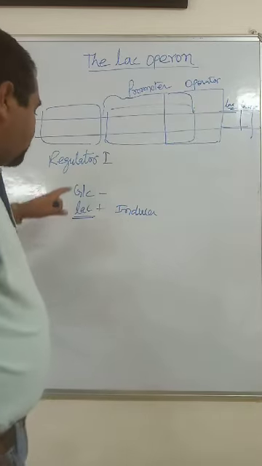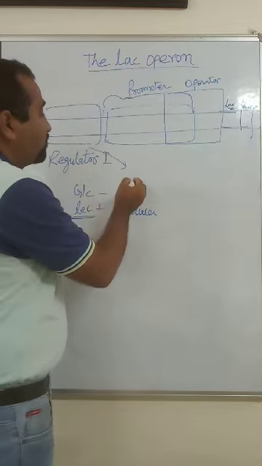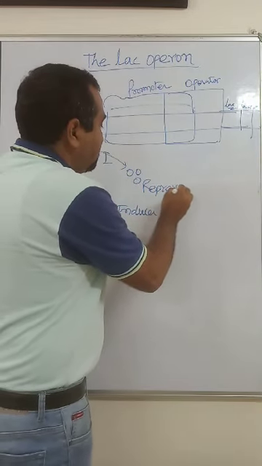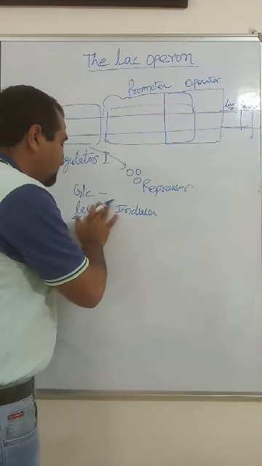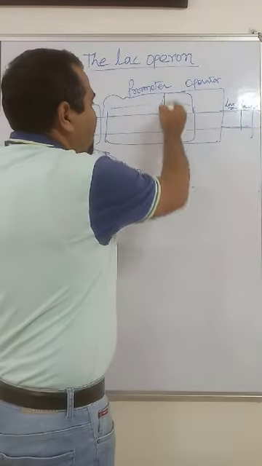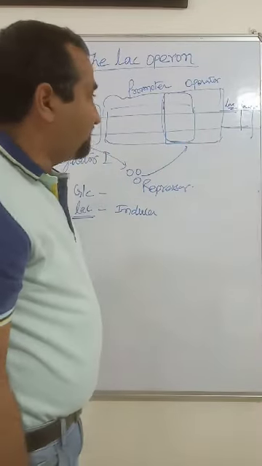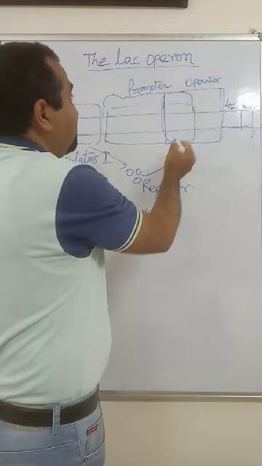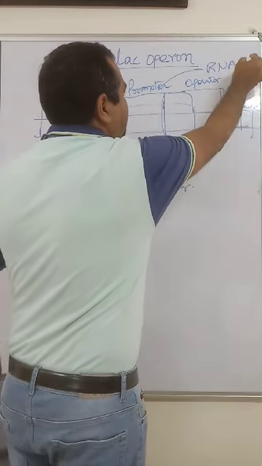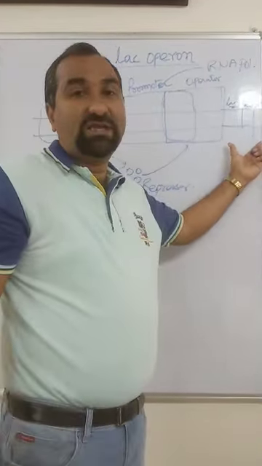Because this regulator gene I produces a protein, and this protein is known as the repressor. So when lactose is absent, this repressor protein will bind at the operator sequence and thus inhibit the attachment of RNA polymerase, another enzyme that binds on the promoter to transcribe these three genes.